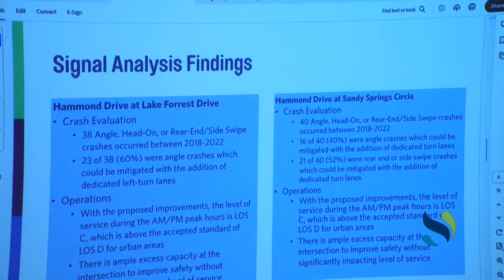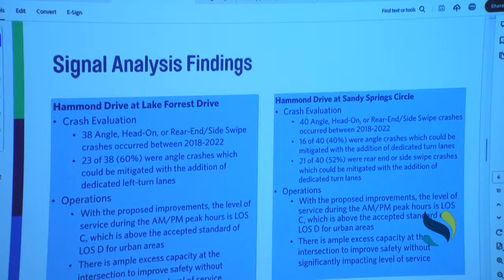Digging down into the crashes more specifically, at Hammond Drive at Lake Forest, we've seen a disproportionate number of angle and head-on crashes between 2018 and 2022, so 60%. Looking at the operations of the intersection, if we make these improvements, we will still retain a level of service C, which is pretty acceptable.